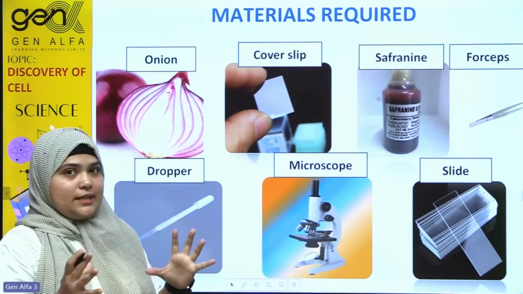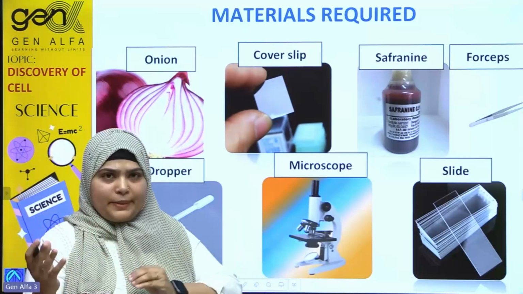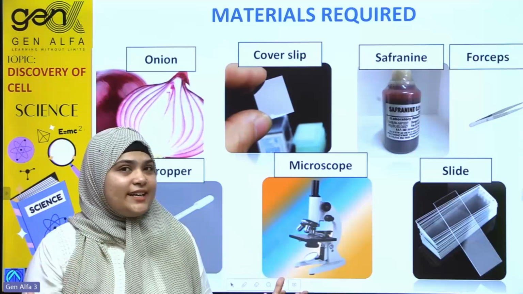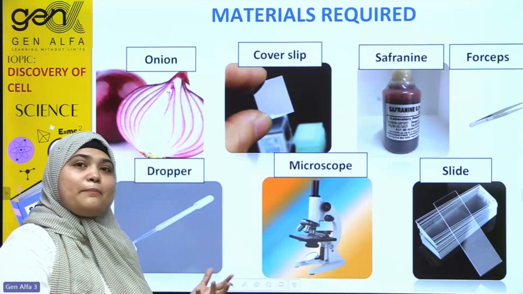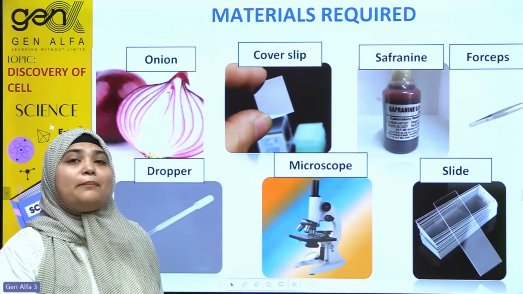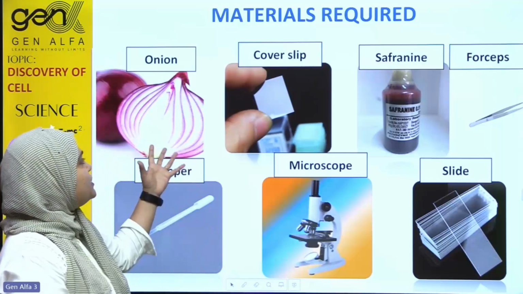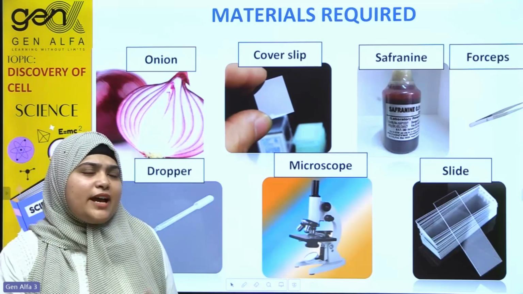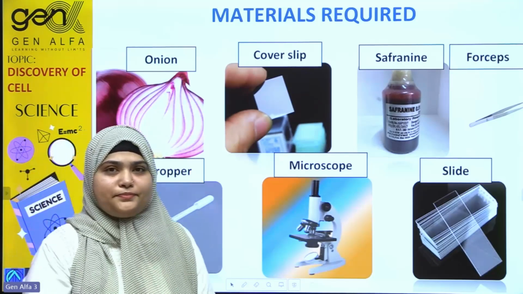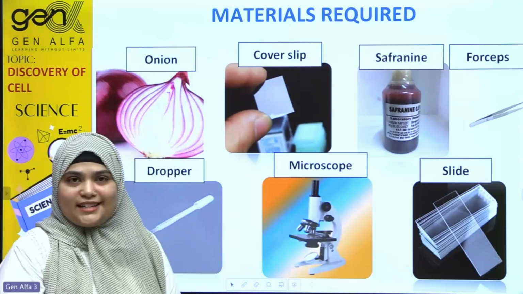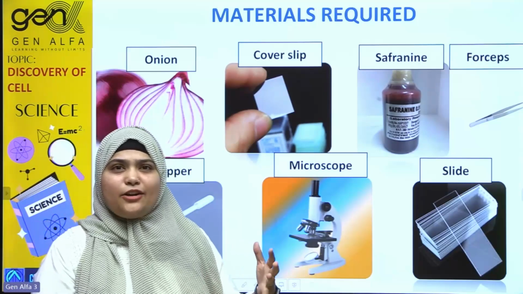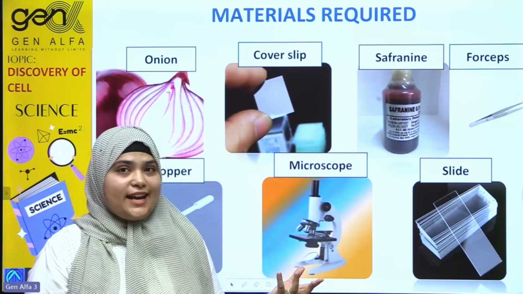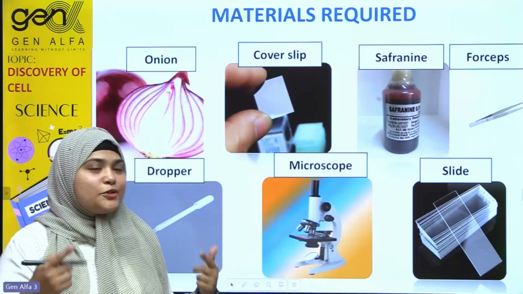First, you need materials. Of course, if you want to prepare or cook something in your kitchen, you need materials or ingredients. So for preparation of the onion slide, you need materials. These are the materials. You need onion. Students, why do you think we are taking only onion? Any idea? Why are we not taking an apple peel or a leaf peel?